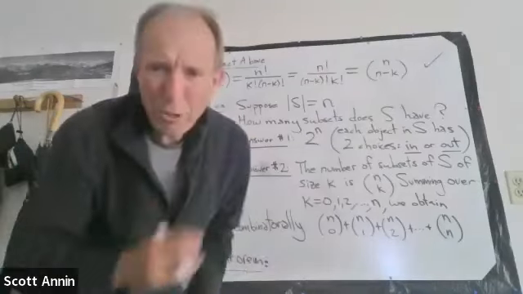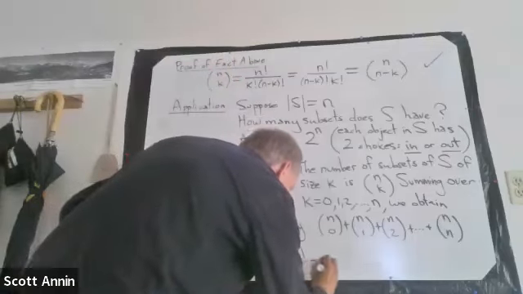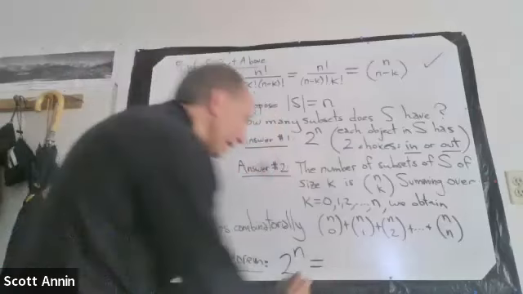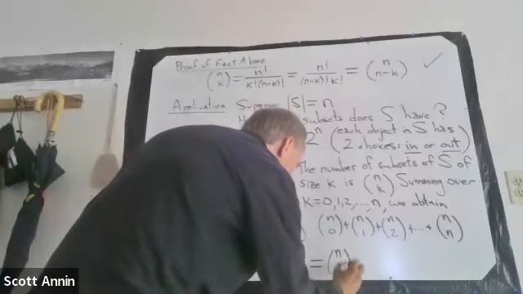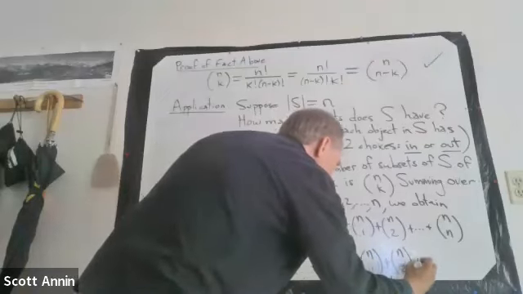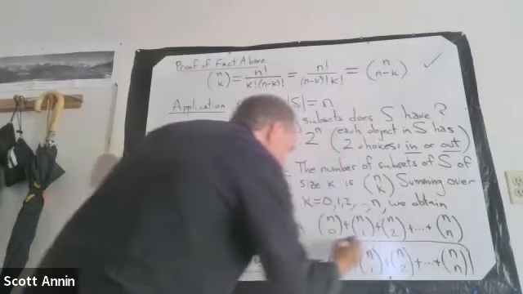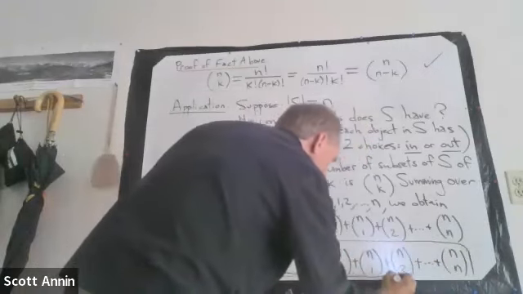Maybe some of you already knew this result, but it's kind of neat to see it in writing. On the left side, I'm going to write 2 to the n. And on the right-hand side, I'm going to write n choose 0 plus n choose 1 plus n choose 2, and so on, all the way to n choose n. That is a theorem.